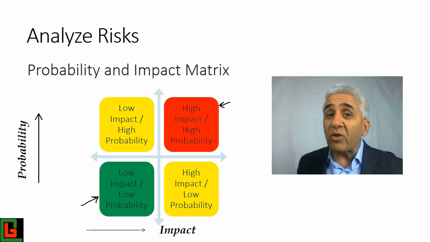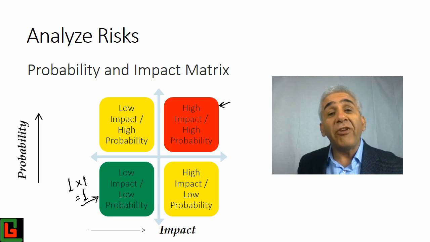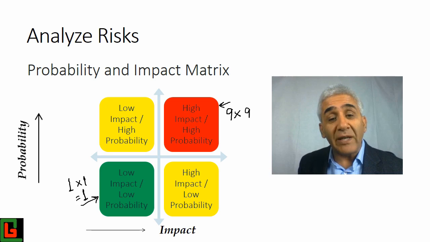Just going to the extremes of the number, like if this was a low impact, we would have assigned this as a number 1, and if it's a low probability, we would have assigned this as a number 1. So 1 times 1 is equal to 1. So the risk rating would have been 1. Similarly, if it was very significant impact, we would have assigned number 9 to that, and the same way we would have assigned number 9 to the probability also. So 9 multiplied by 9 is equal to 81. So these are two extremes of risk rating.